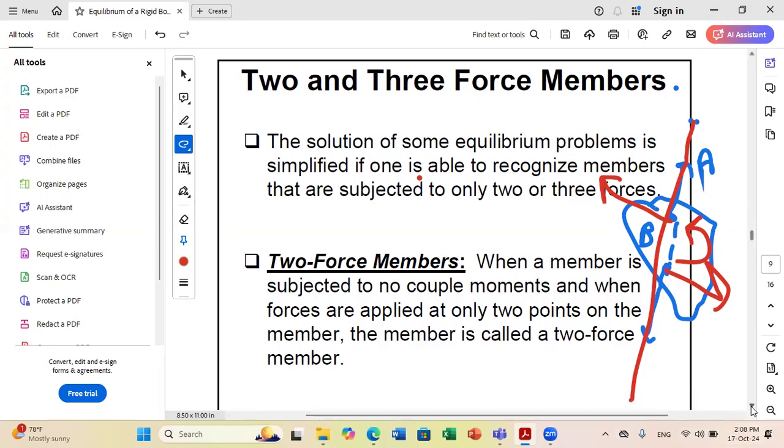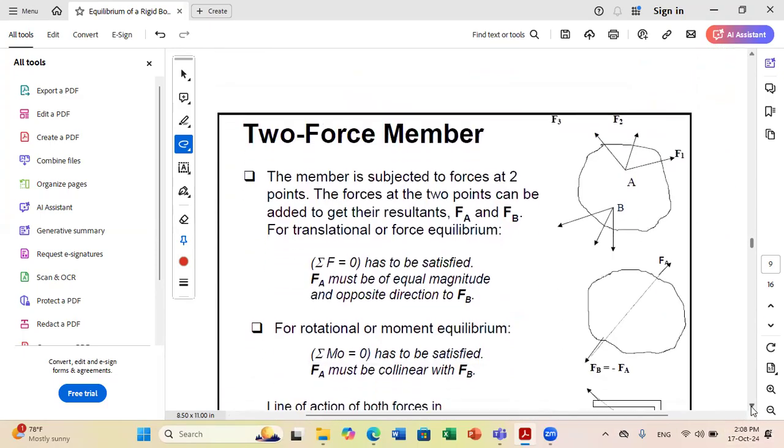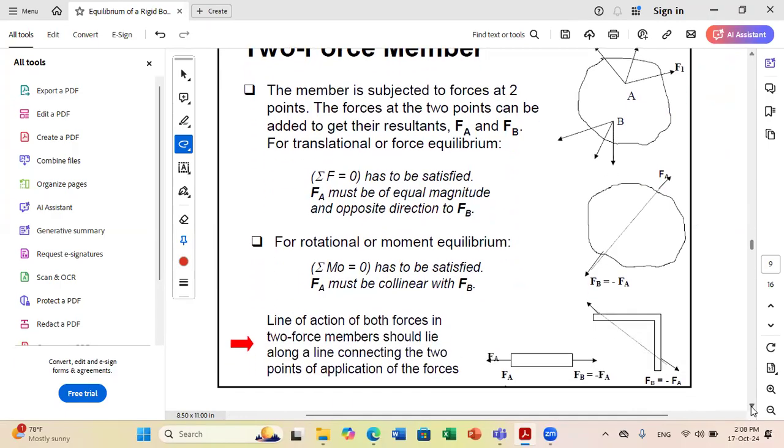Let us see a figure to understand better what we are talking about. So for example, in this figure, you have one force acting at this point and the other one acting at this point. We can be sure that both forces are directed along this line. If you consider this object, we have a force acting at A, another acting at B. So the two forces should be along this line. Okay.